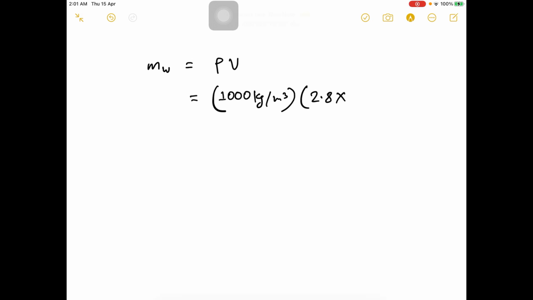So first we will find the mass of water, which is equal to density of water times volume. Density is 1000 kilogram per meter cube, and volume is 2.8 liters, which in meter cubes is 2.8 × 10^-3 meter cube. This gives us 2.8 kilogram of water.